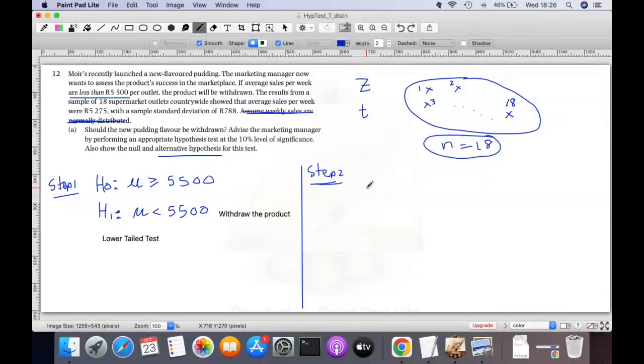There's also one more criterion that you can check for. I want you to look at this part here that I'm going to underline, with a sample standard deviation.